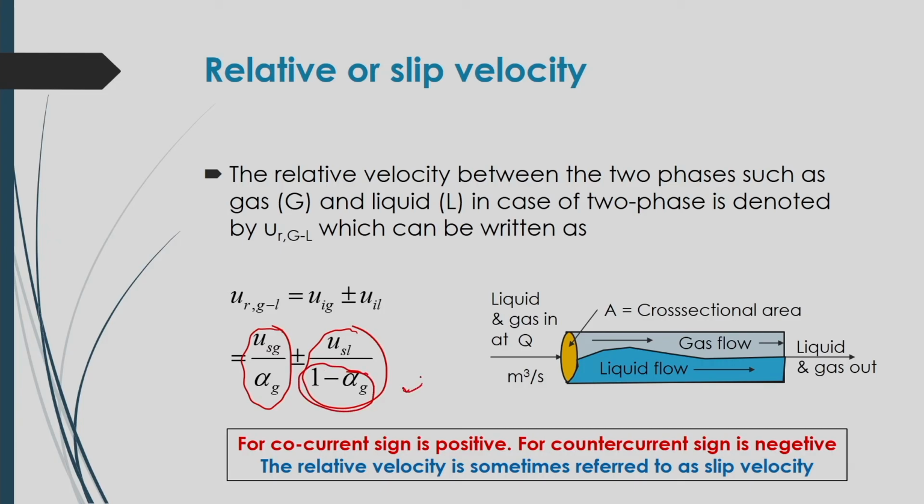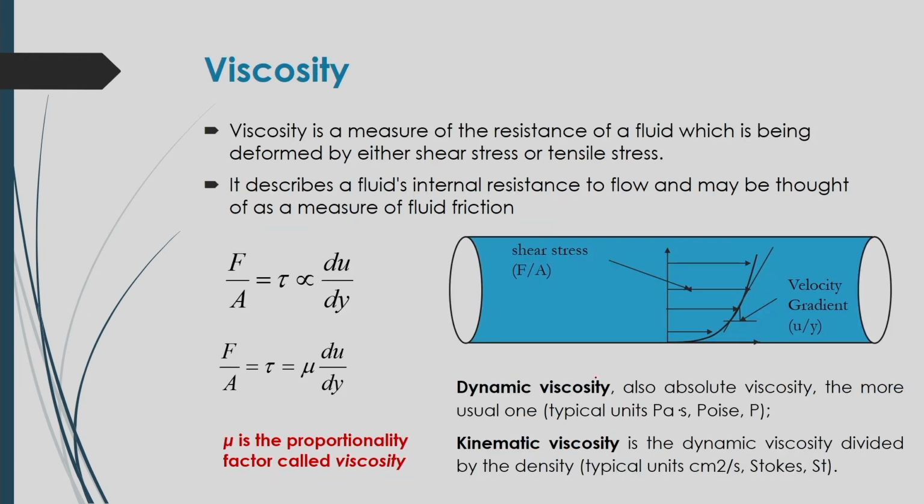So, in this way you can calculate what should be the relative velocity. Now, another important variable is viscosity. Viscosity is a measure of the resistance of a fluid which is being deformed by either shear stress or tensile stress, and it describes a fluid's internal resistance to flow and may be thought of as a measure of fluid friction.